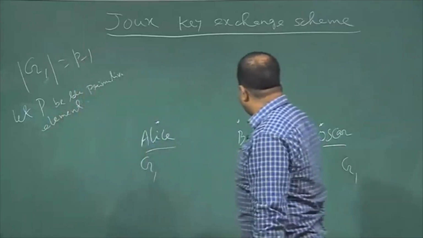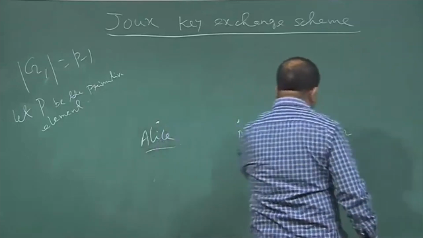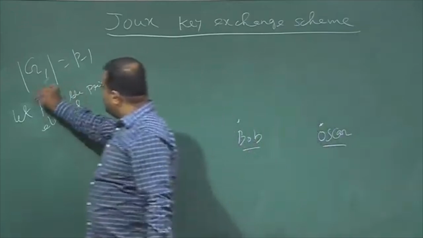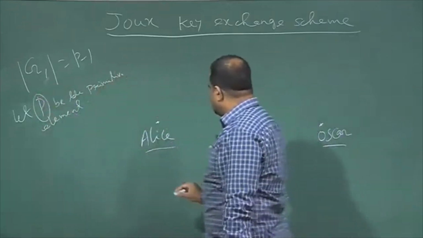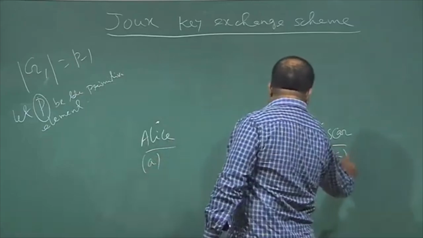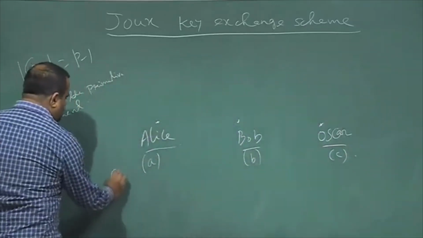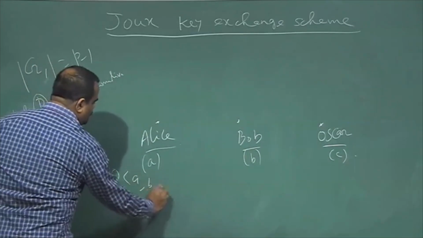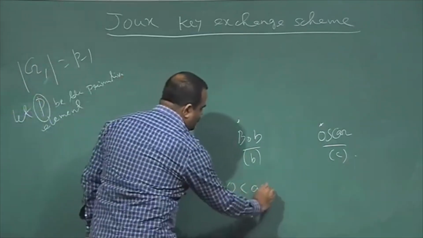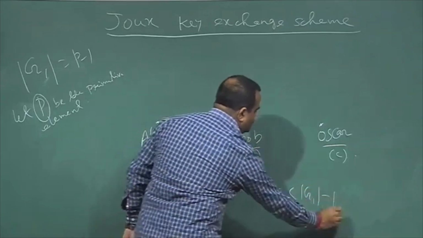Now all these parties choose a secret. G1 is public now, and P is also public. Now they all choose secrets a, b, c, which come from the range 1 to the group order minus 1.